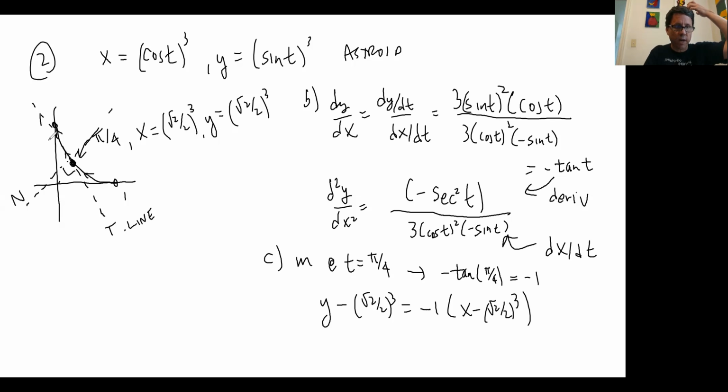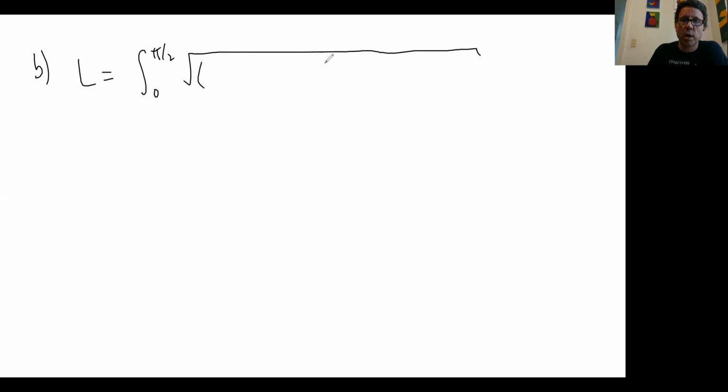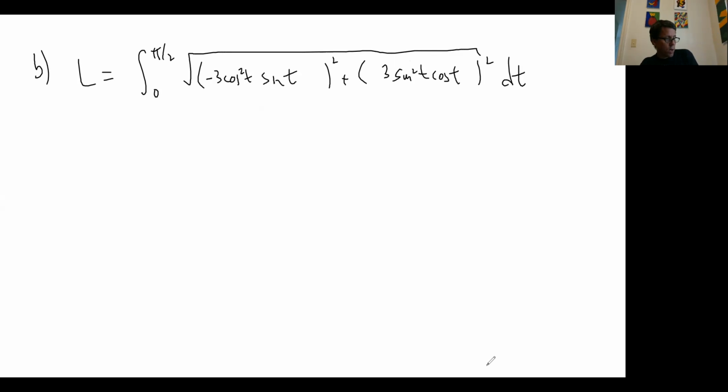And then part D is find the length. Actually, I told you the length, you just had to verify what it was. So part D, you just look up the formula. It's the integral, and I gave you the bounds here, pi over 2. Then you just have to put the 2 derivatives in and square each one. So this is -3 cosine squared sine, squared, is one of them, and the other is 3 sine squared cosine, squared, like that. And that gets you a good chunk of it, and the rest is just algebra, pretty much.